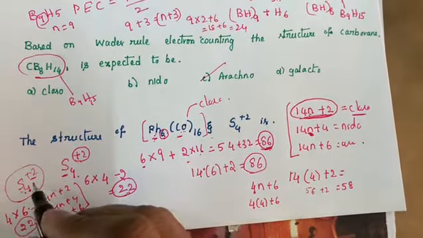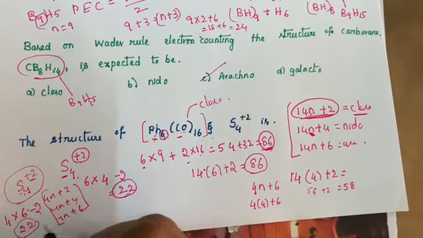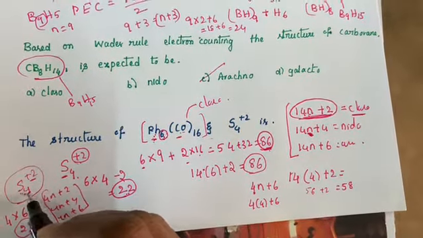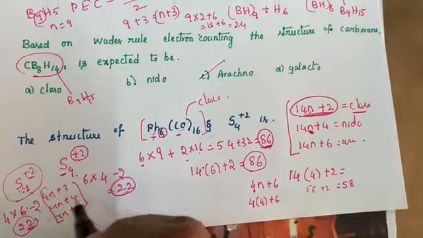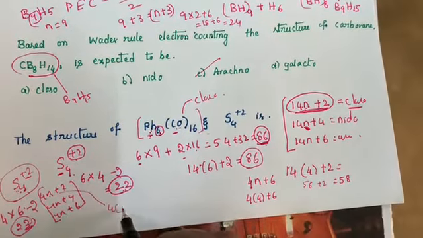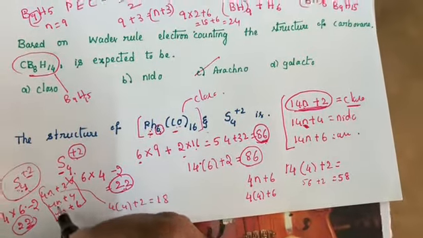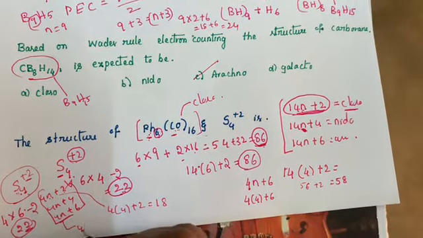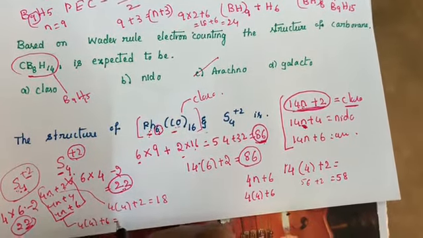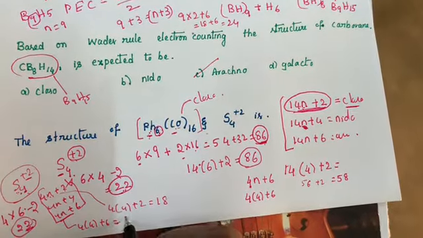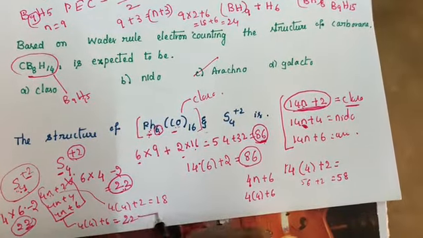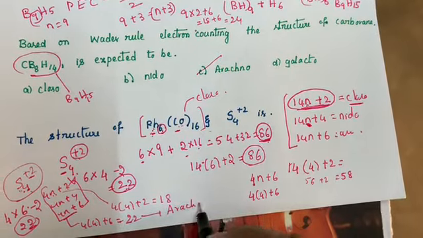So if you substitute n as 4 in these 3 formulas, where will you get the value 22? For example, if I substitute in 4n plus 2, with n as 4, 4 multiplied by 4 plus 2 comes only to 18, so it is not right. If I substitute in 4 multiplied by 4 plus 6, it comes to exactly 22. That means the compound is said to be Arachno.